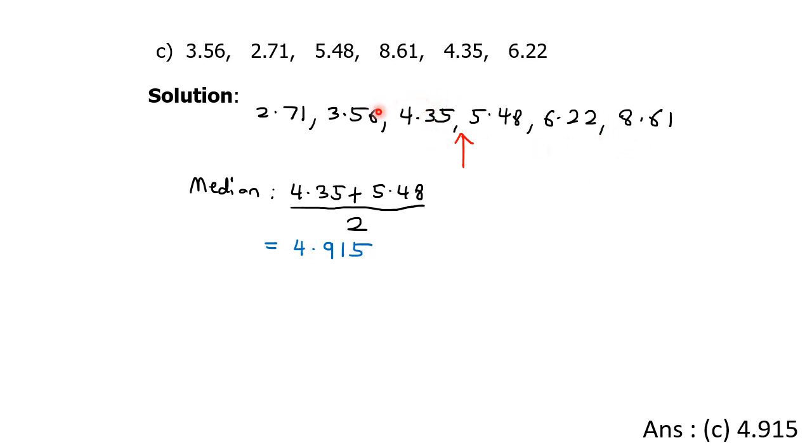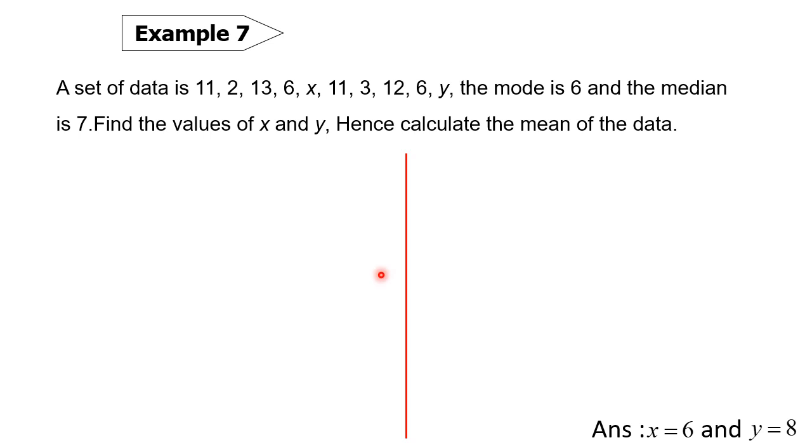So for the even number, the middle would be the middle here. That is, we have to find out the average for the two middle values. So here we find the average of these two middle values. So 4.35 plus 5.48 over 2. So we got the median is 4.915. Okay. Right, next for example 7.